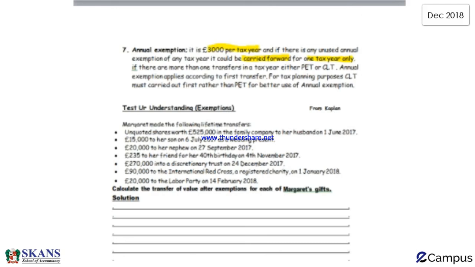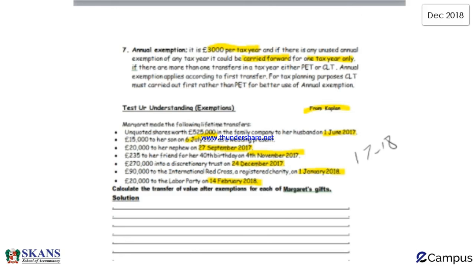Well, if you want to know how we will apply all these 7 exemptions, we can try this test your understanding, which I have quoted from Kaplan. Margaret is someone who's making several transfers in the same tax year. And how do I get to know that she's making them in the same tax year? For that, you just have to notice the transfer dates. All of these transfer dates belong to one tax year, and that tax year will be tax year 17-18.